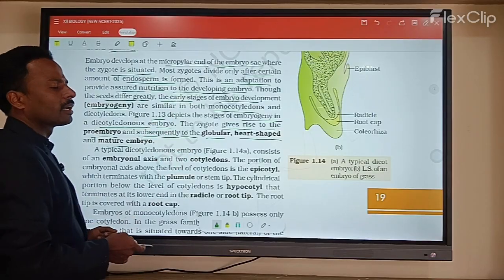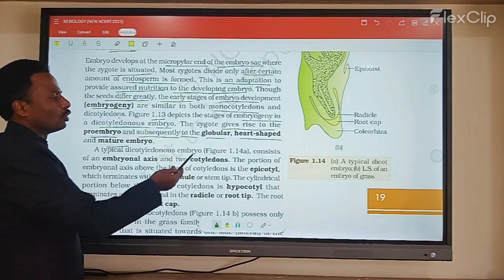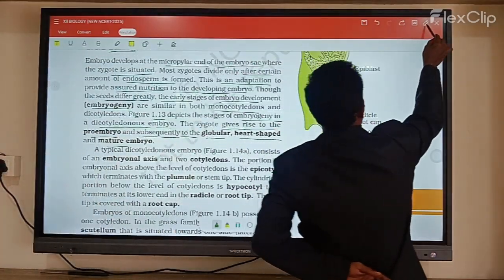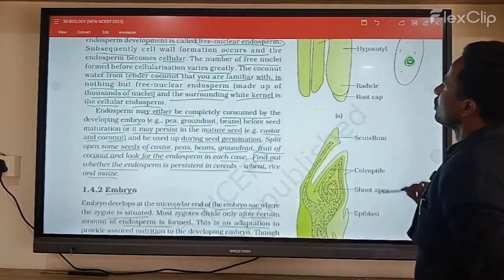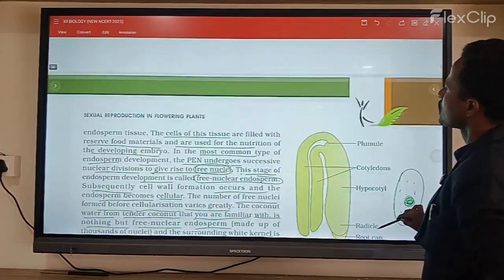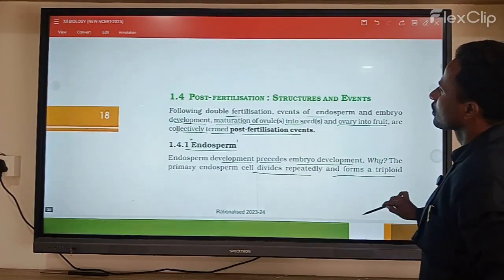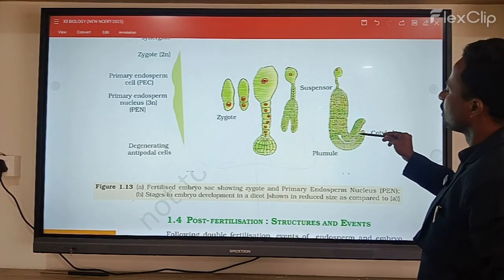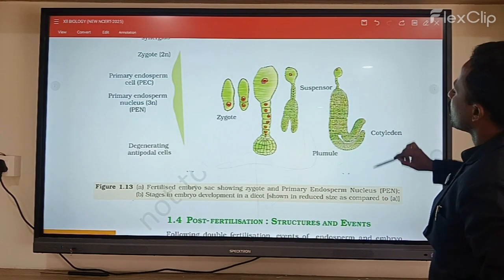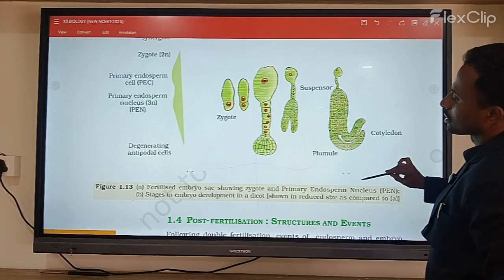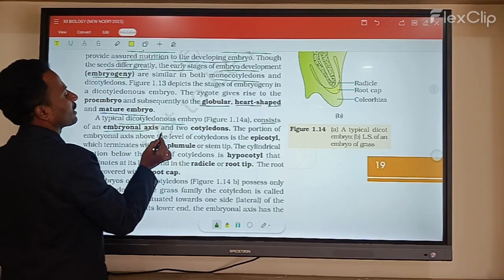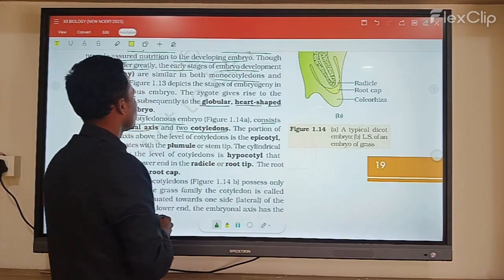In the previous diagram we see that they appear as globular and heart-shaped, and the mature embryos are noticed. Here, this is the complete development of the heart-shaped embryo. A typical dicotyledon embryo consists of an embryonal axis and two cotyledons.